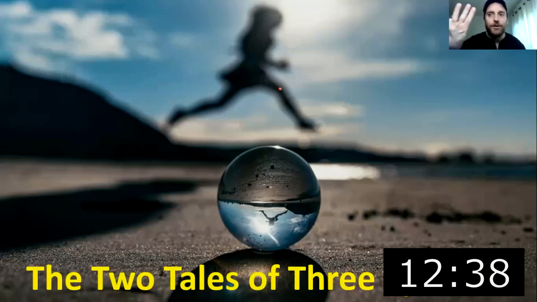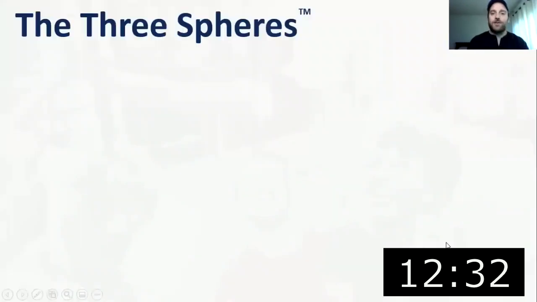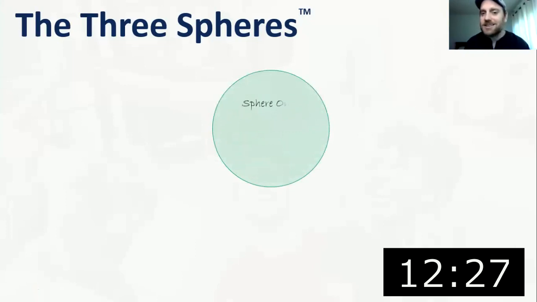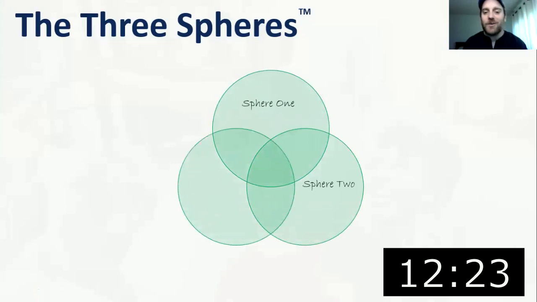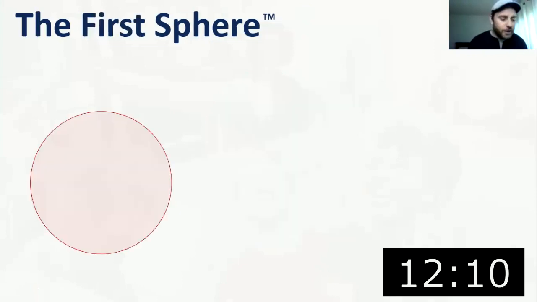Can I share some slides now? Two tales of three spheres. All right, okay, let's dive in to the story here. So three spheres. What are we going to look at here? Well, we have circle one, sphere one. We have sphere two, and we have sphere three. And you can see there is some overlap here. Let's jump in and look at the first sphere, the first tale.